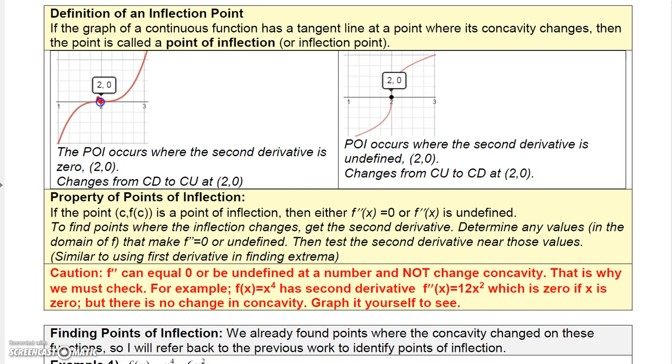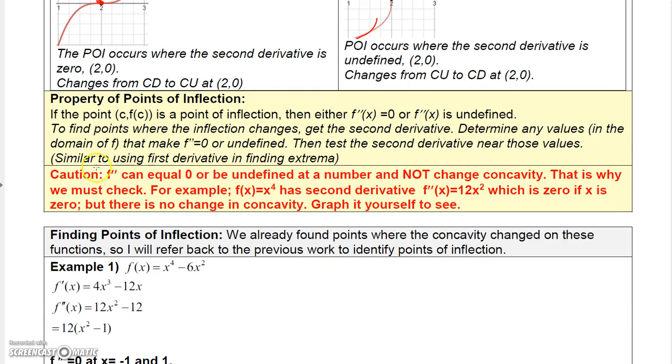So here, you've got a tangent line here and you've got a tangent line here. So both of these can be points of inflection. So here, this graph changes from concave down to concave up at the point (2, 0). So that's a point (2, 0) is a point of inflection. Here it changes from concave up to concave down at the point (2, 0). So that's called a point of inflection. So properties of points of inflection.